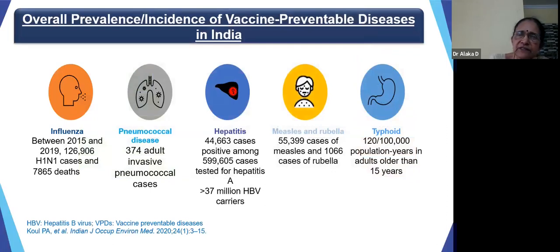What is the overall prevalence of vaccine preventable diseases in India? You see here, influenza between 2015 and 2019: there were 126,000 H1N1 cases and 7,865 deaths due to H1N1 in 4 years. Pneumococcal diseases, 374 adult invasive pneumococcal diseases. Hepatitis A and hepatitis B: more than 37 million HBV carriers we have in our country. And these are all vaccine preventable diseases, and still we are not aware about them, or we are apathetic towards our immunization. And therefore, the purpose of this lecture.